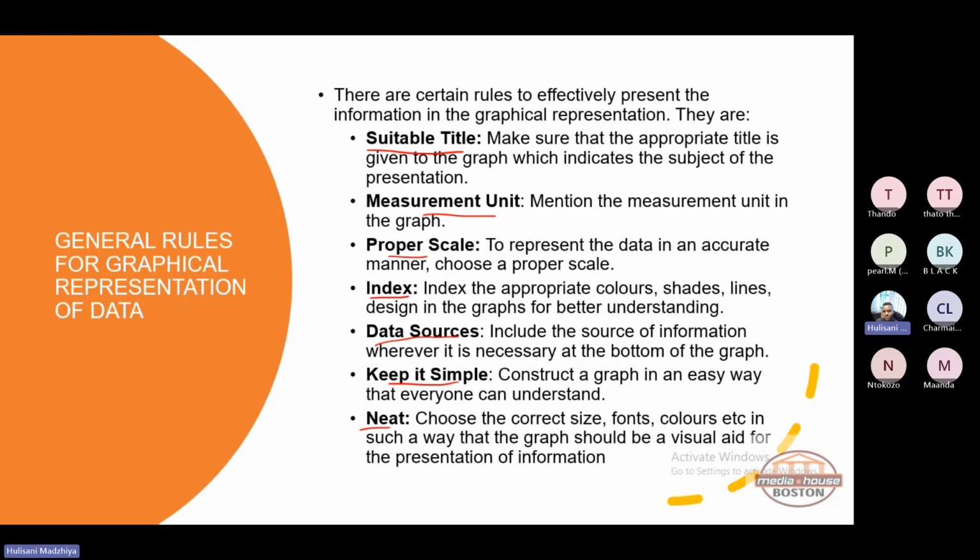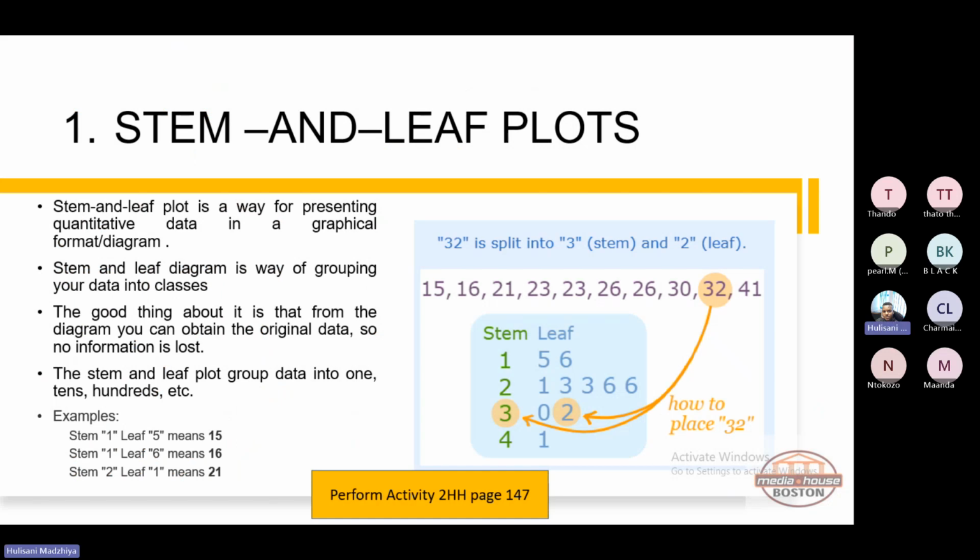And one of the last things: keep your visualization simple. Construct a graph in an easy way that everyone can understand, even without you having to explain much. Your graph should already give an indication of what you are going to talk about. So by the time you present your information, people already have an idea of what the presentation is all about and what it is measuring. You'll also be telling them key information that might not be presented in the graph, based on the chosen graphical illustration. So before we start with the stem and leaf plot, are there any questions that you might have?